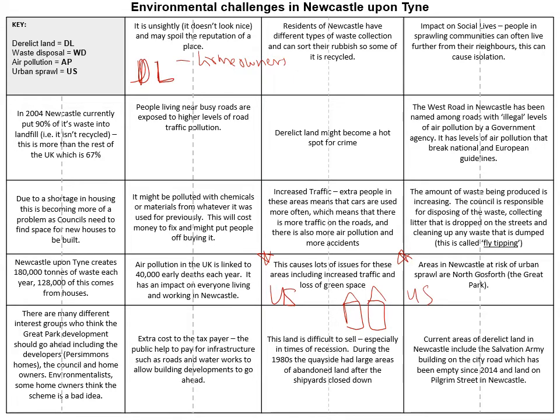So you need to go through the statements, decide which factor you think they're referring to, and then decide who you think it's a problem for. Once you've done that, I would go through, so this is still part of task 2, and number them. So which of these is the worst challenge? So generally, I think the worst challenge in Newcastle is urban sprawl, so that would be my number 1. And my least worst challenge would be waste disposal, so that would be number 4. But there's no right or wrong answer for this.